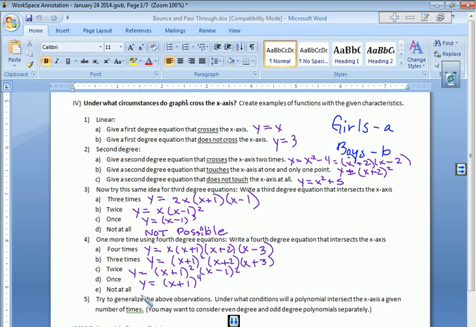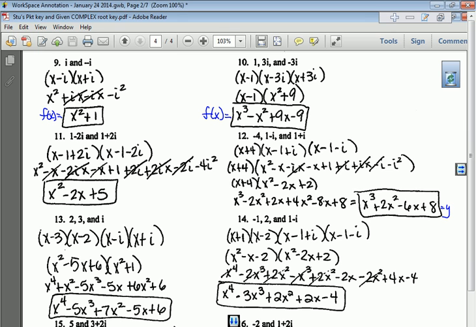And what about not at all? Is it possible this time? Yes. Yes, because it's an even function. X to the 4th plus 5. That'll do it. Nice. Excellent. Okay, any questions about our warm-up? All right, let's take a look at your homework.